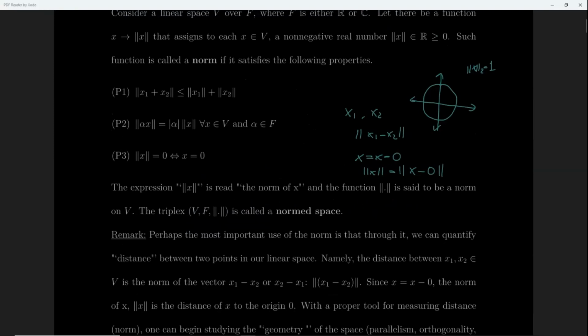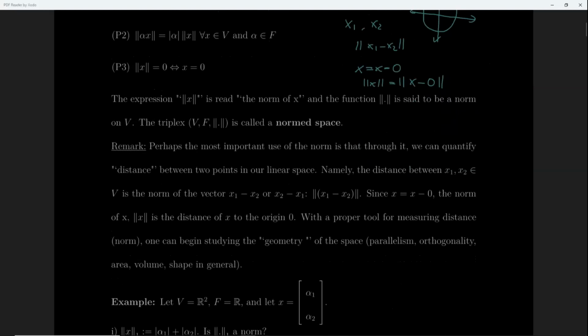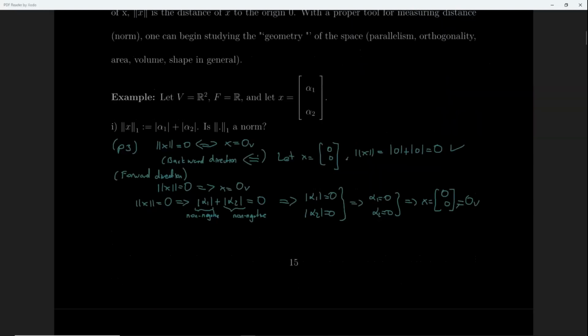It says that if you take any vector and any scalar in the field, the resulting vector, when you multiply the vector with that scalar, its norm should be equal to the absolute value of the scalar times the norm of the vector. So let's see if that applies to our definition over here.